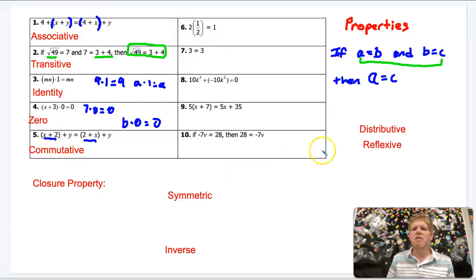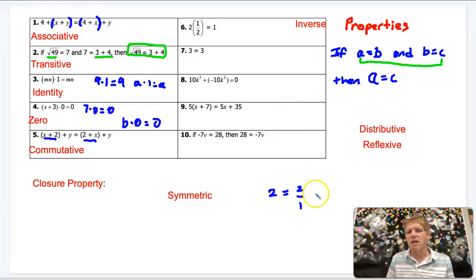Up here at number 6, this is called the inverse property. Now remember that the inverse of a thing is always what you get when you flip it upside down. In this case, 2 is actually 2 over 1. If you remember that, 2, as a fraction, is always 2 over 1.